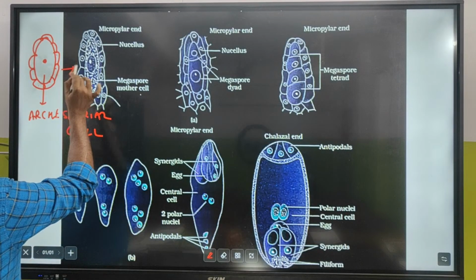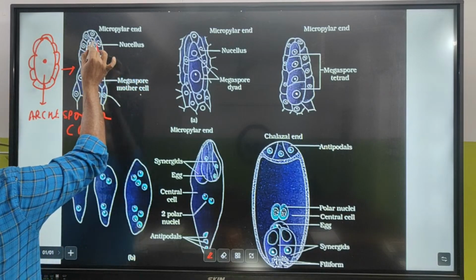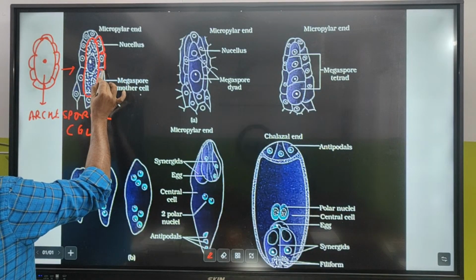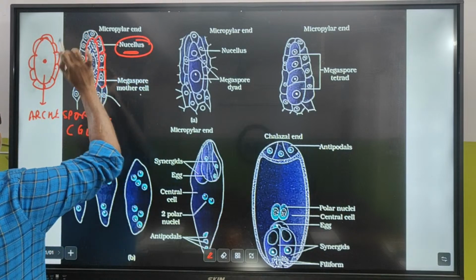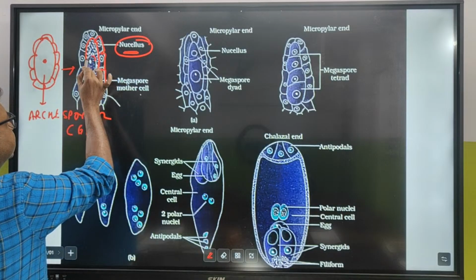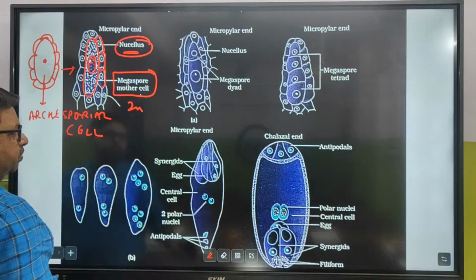From the archesporial cell comes up the megaspore mother cell. There are some cells present over here which are called nucellus. This is the micropylar end, this is the chalazal end. This megaspore mother cell has a large nucleus and has 2n number of chromosomes.